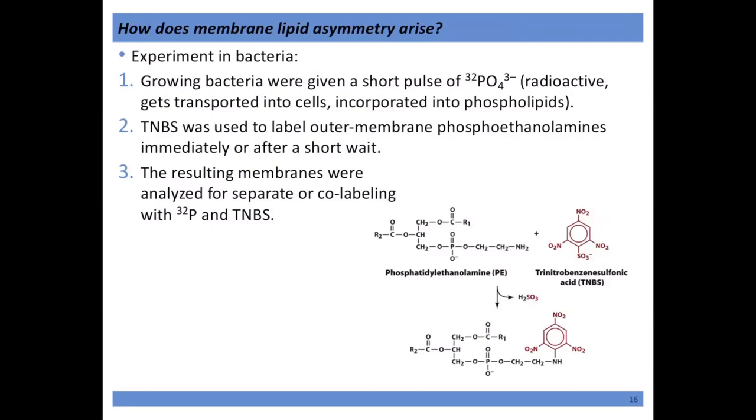And then they used trinitrobenzene sulfonic acid, the acronym TNBS. What it does is it reacts specifically with the phosphatidylethanolamine there. And you can label the outer membrane with that. Then you use that tag, the TNBS tag, and you pull out the lipids that specifically have that tag. Okay, so let's see how that works schematically here.